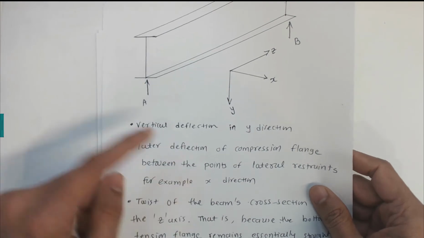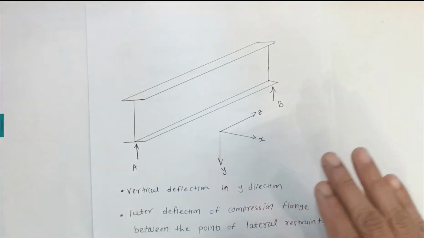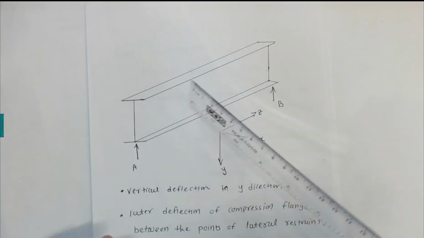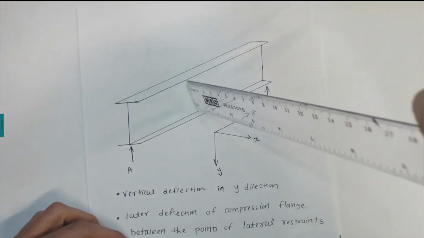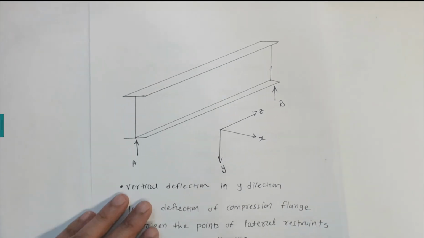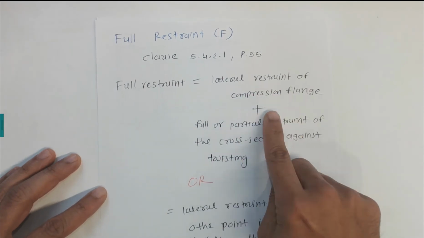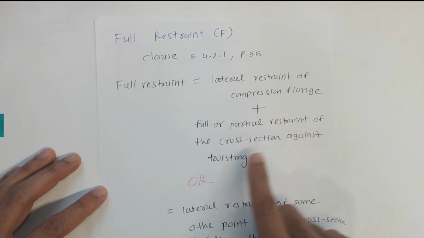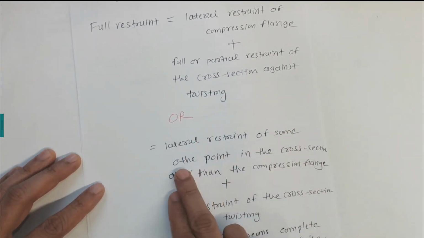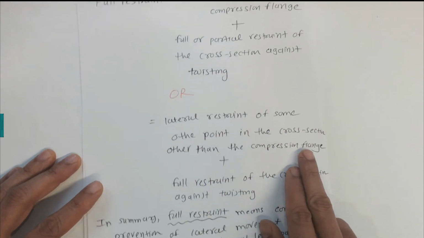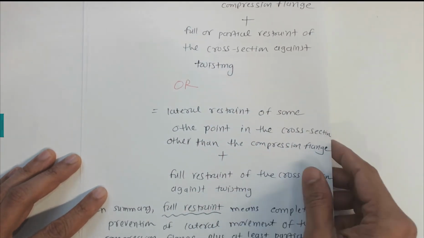I explained lateral restraints, which actually act in the x direction. If I put some beam along this, if I put the connection here with the beam like this one, in that case this beam is not going to have lateral displacements. So full restraint means lateral restraint of the compression flange plus full or partial restraint of the cross section against twisting. So that's the description of full restraint, or we can say lateral restraint of some other point of the cross section other than the compression flange, or the full restraint of the compression flange against twisting. So there are two scenarios to describe full restraint.